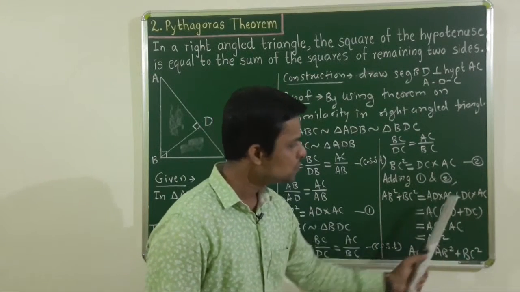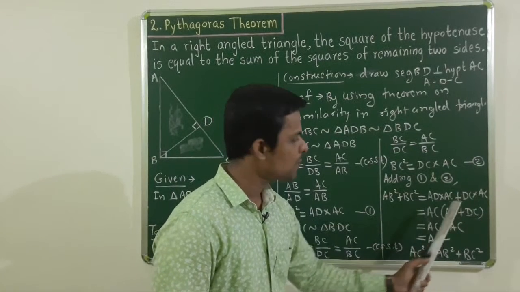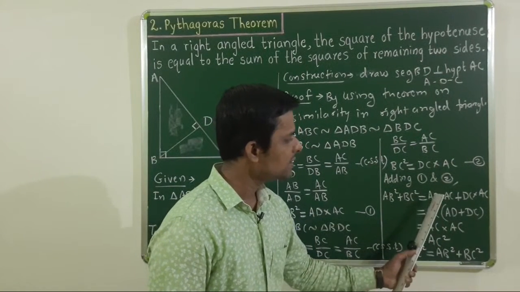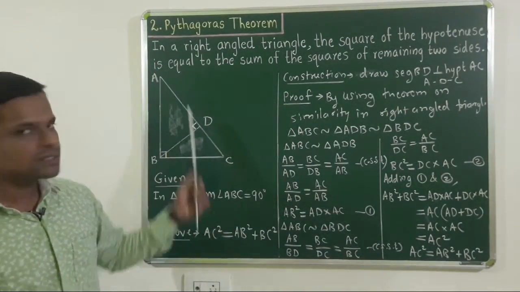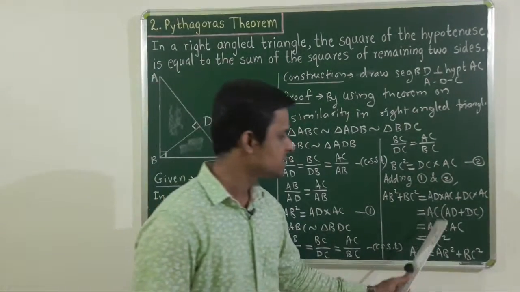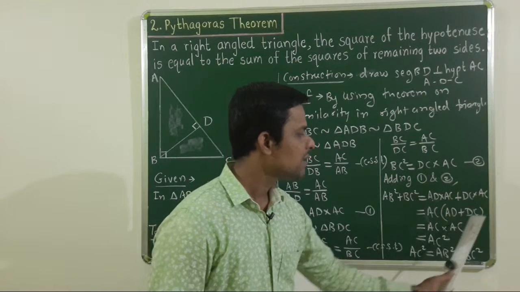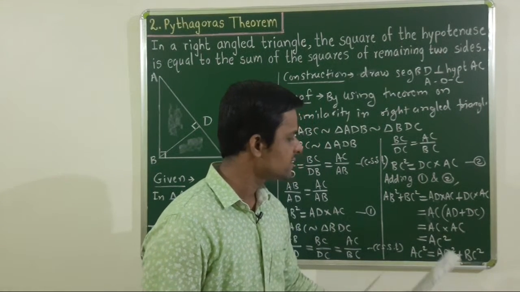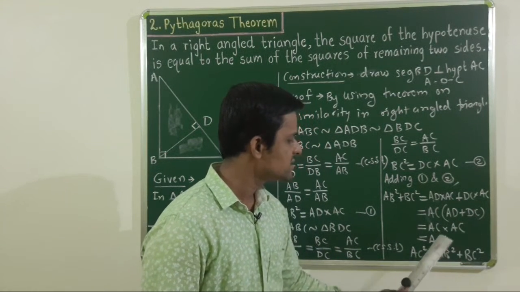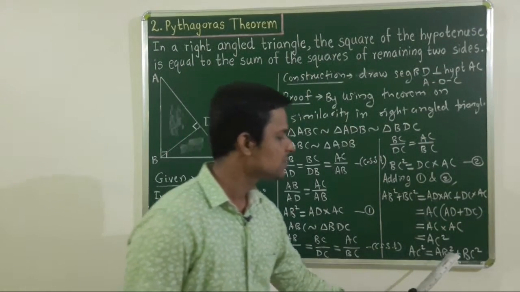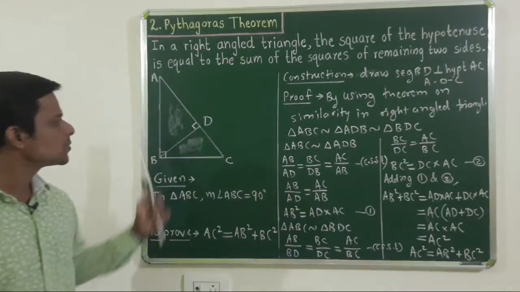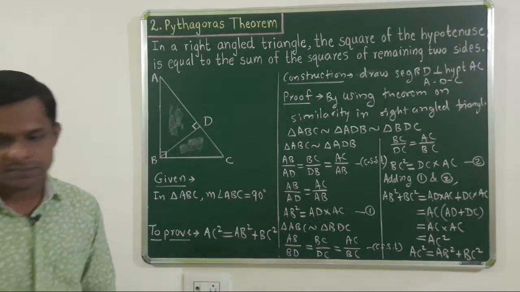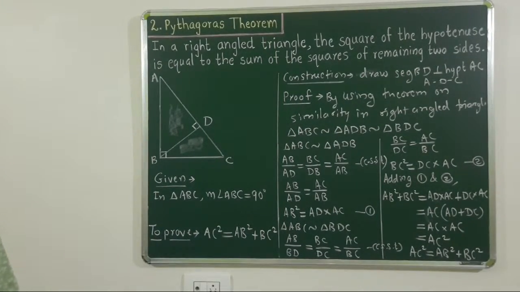Now in these two terms there is AC common, therefore taking it outside, I will get AD plus DC, but AD plus DC is nothing but AC again. Therefore AC as it is into replacing this bracket by again AC, we will get AC into AC, that is AC square. Hence AC square is equal to AB square plus BC square. Means hypotenuse square is equal to sum of squares of remaining two sides. This is about Pythagoras theorem.